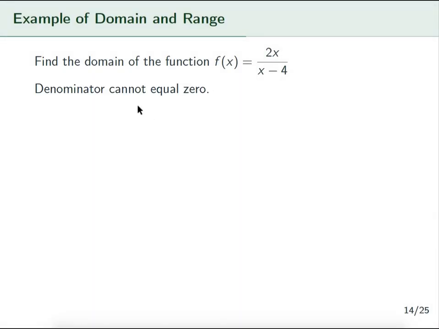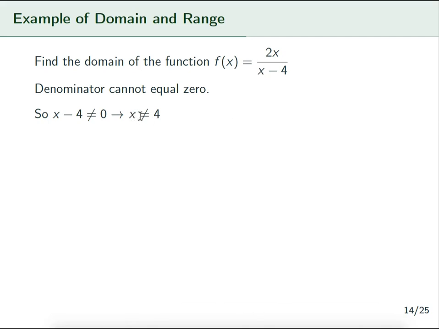So the denominator cannot equal 0. That means the denominator part of the function, which is x minus 4, cannot equal 0. And we can solve for x by adding 4 to both sides. So we know x cannot equal 4. This is the only number that we need to exclude from all real numbers for the domain of this function, because if we plug 4 in, we'll get 0 in the denominator, so the function will be undefined.